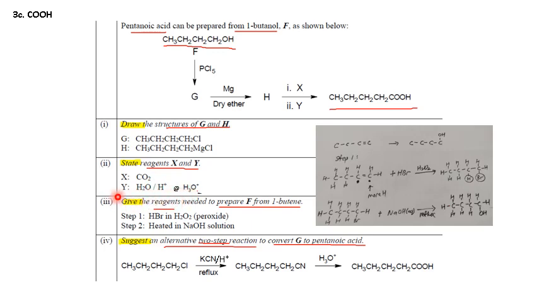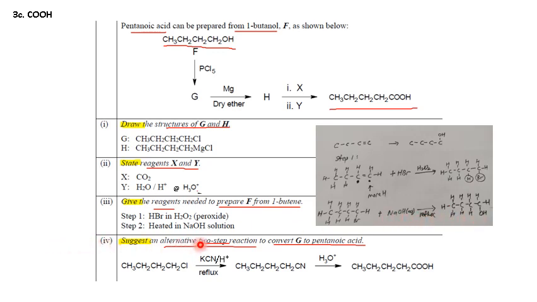Okay, next question asks to give the reagent needed to prepare F from 1-butene. So, 1-butene, okay, from 1-butanol. Step 1, right? Okay, I need to add HBr, but anti-Markovnikov rules, because I want to add the bromine over here. So must be anti-Markovnikov. After that, react with sodium hydroxide, aqueous. So nucleophilic substitution happens, so must be NaOH aqueous, reflux, heat.